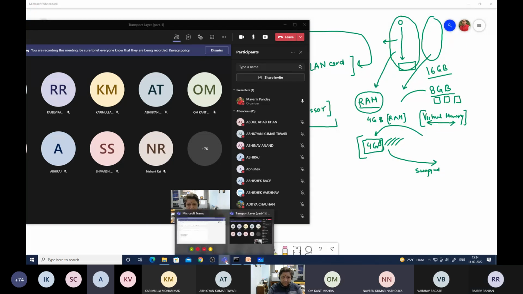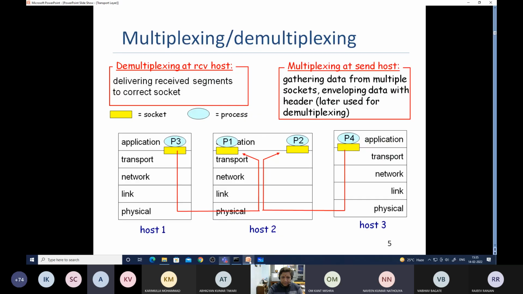We can run as many processes, and every process will think that it is currently running on the CPU. Process is the virtualization.